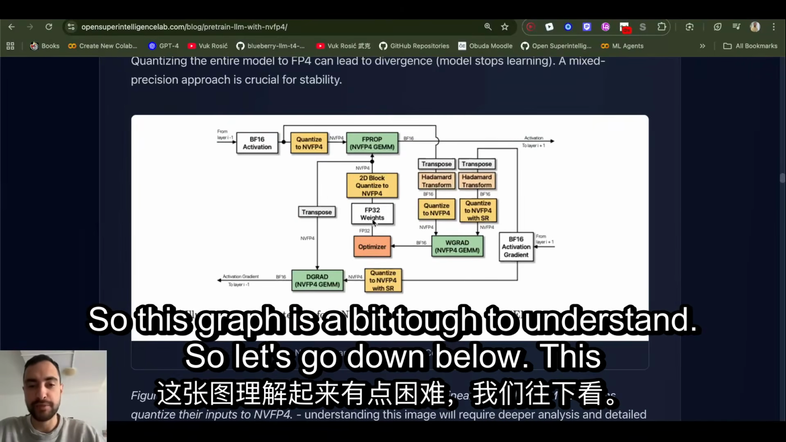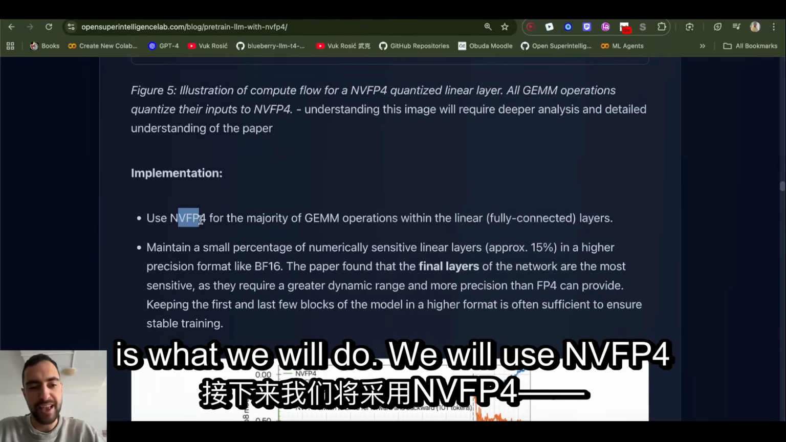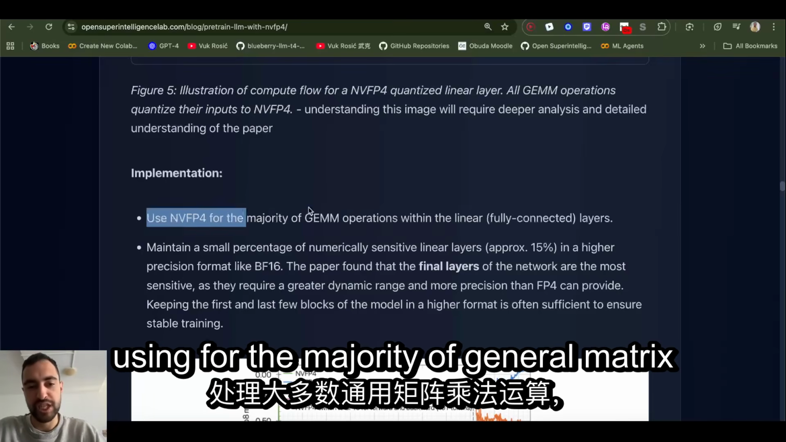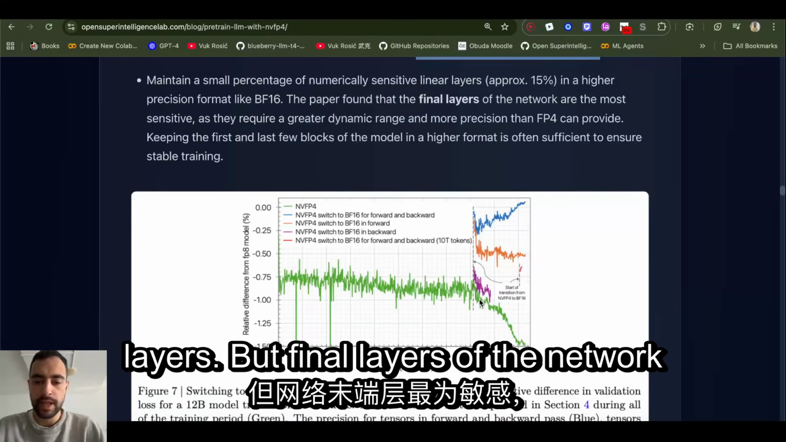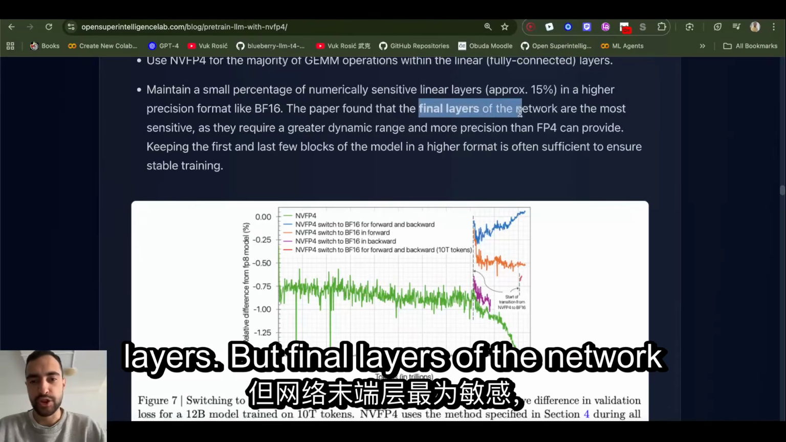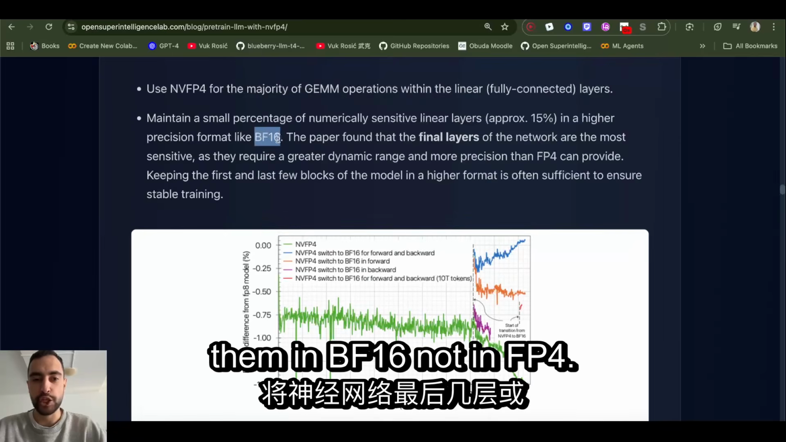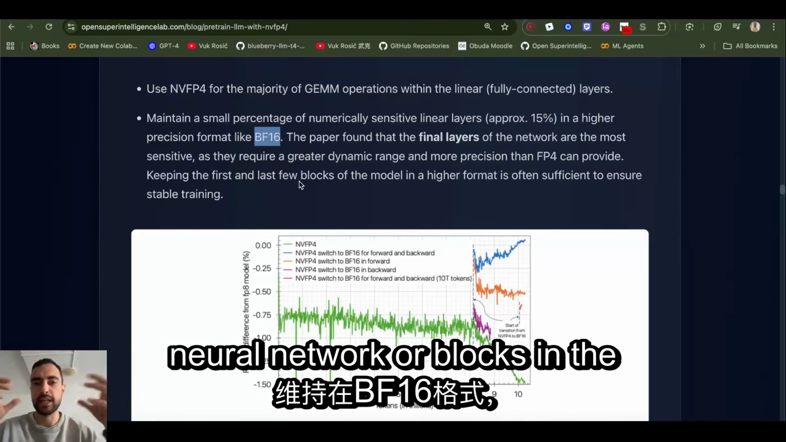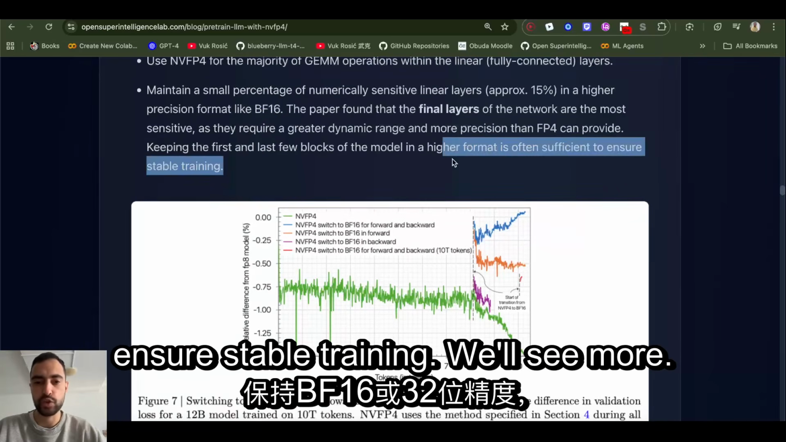So this graph is a bit tough to understand, so let's go down below. This is what we will do. We will use NVFP4, which is our FP4 format that we are using for the majority of general matrix multiplications within the linear fully connected layers. But final layers of the network are most sensitive, so we need to keep them in BF16, not in FP4. So keeping the last few layers in a neural network, or blocks in the transformer architecture, in BF16 is sufficient to ensure stable training.